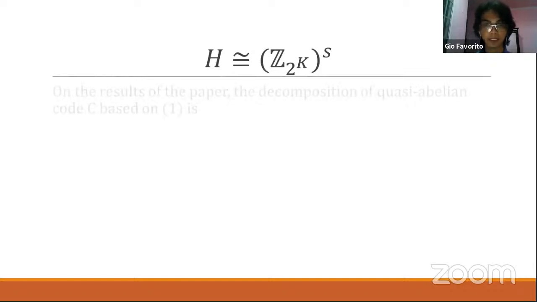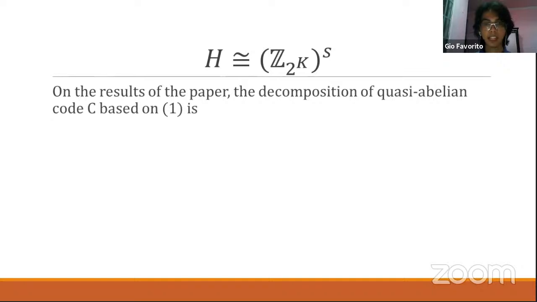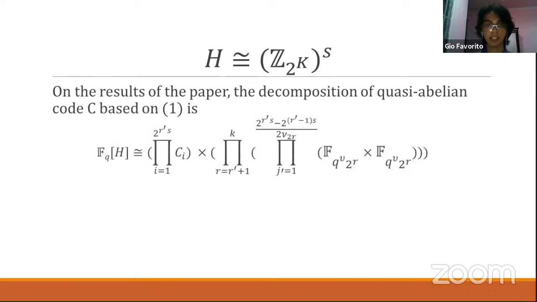ito yung ginamit niyang finite abelian group. So, yung K and S dito nga pala is integers. On the result of this paper, the decomposition of quasi-abelian code C based on yung kanina natin is ito. So, yung proof is nasa paper na. Medyo mahaba. So, hindi ko na in-include dito.